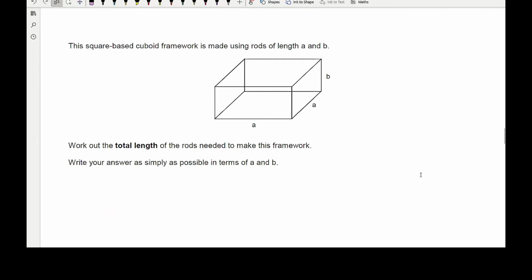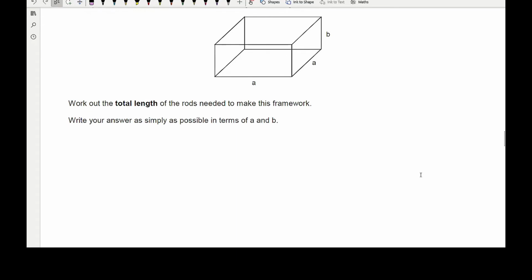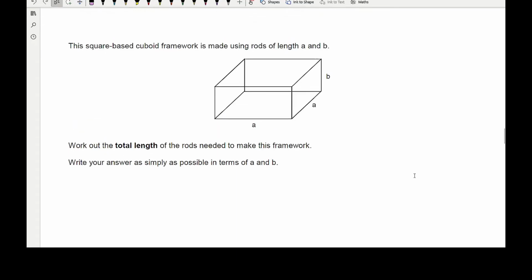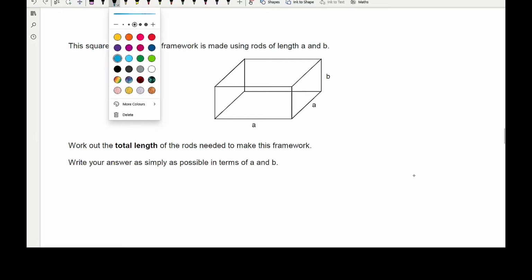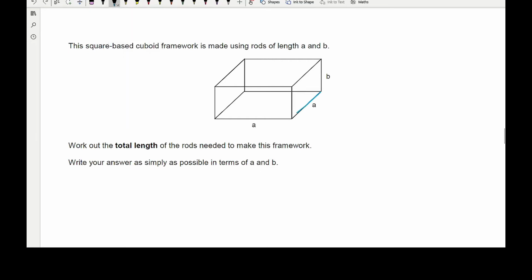So the next thing we move on to is looking at this one. It says this square-based cuboid framework is made up using rods of length A and B. Work out the total length of the rods needed to make this framework. Write your answer as simply as possible. First of all, let's have a look at all the rods that are going to be A. Let me just highlight that in blue. So that's A, that's 2, 3, 4, 5, 6, 7, 8. So in total I've got 8 A's.